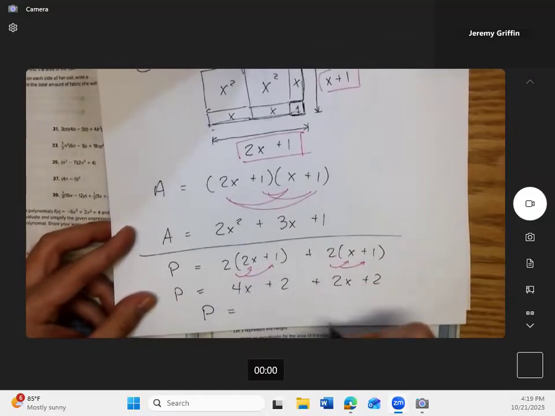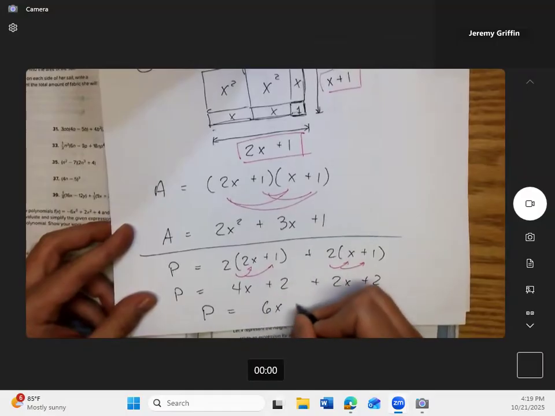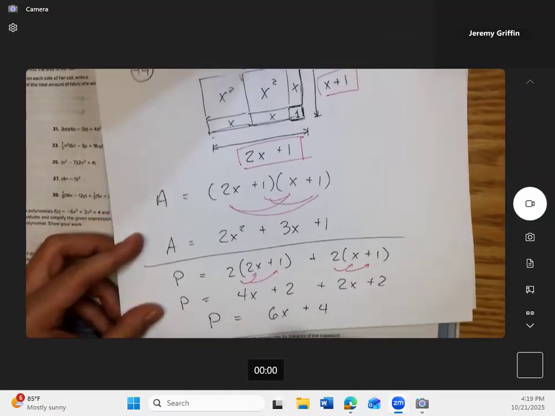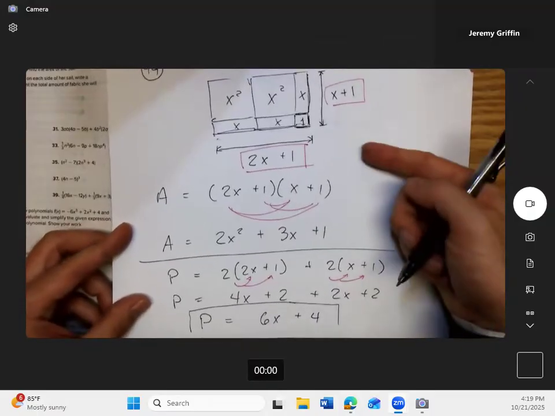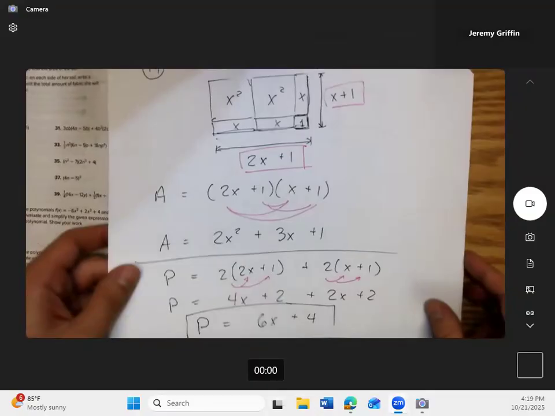So perimeter, that'd be 6x plus 4. That should be the answer. 6x plus 4. Okay, that's the perimeter of that looking shape right there.